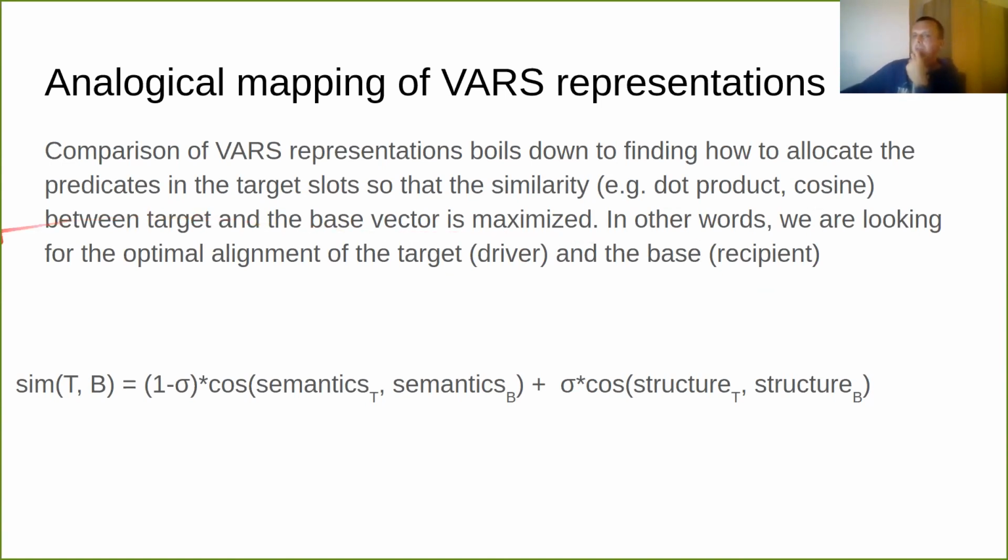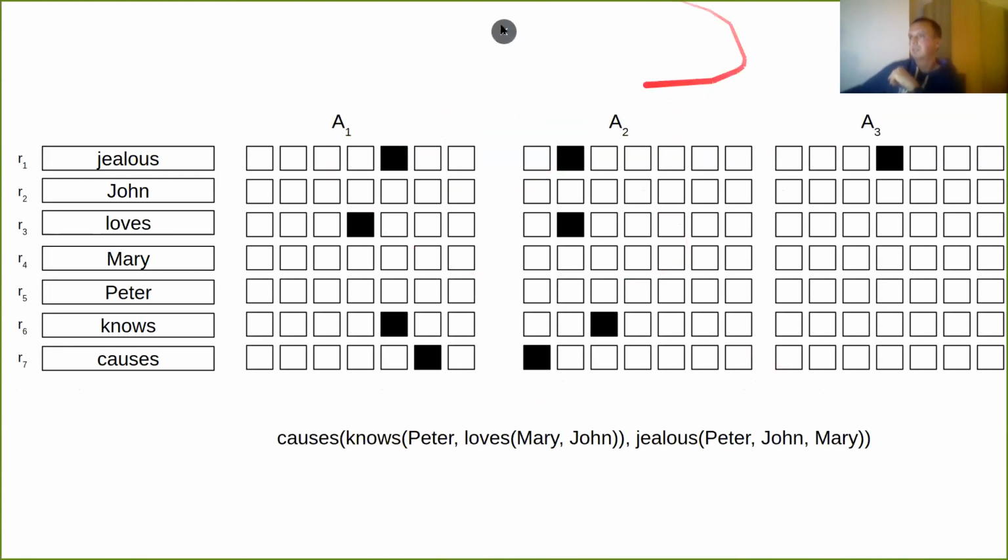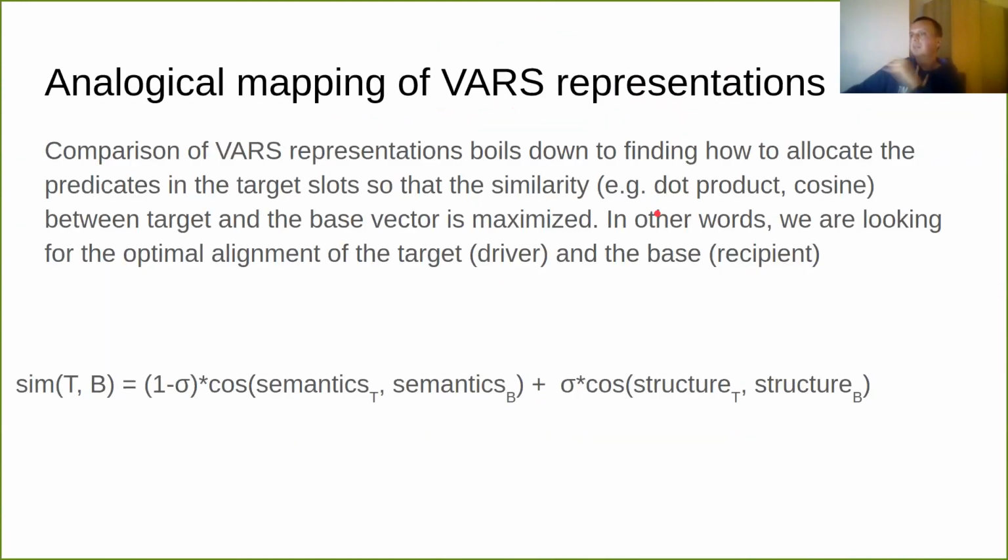So the similarity of 2 representations, call them the target and the base, as is the tradition in the analogy making literature, is a function of the cosine similarity of the semantics and the cosine similarity of the structure, or the binding. So this is the structure here, this part of the vector. So the vector is split into 2 parts.